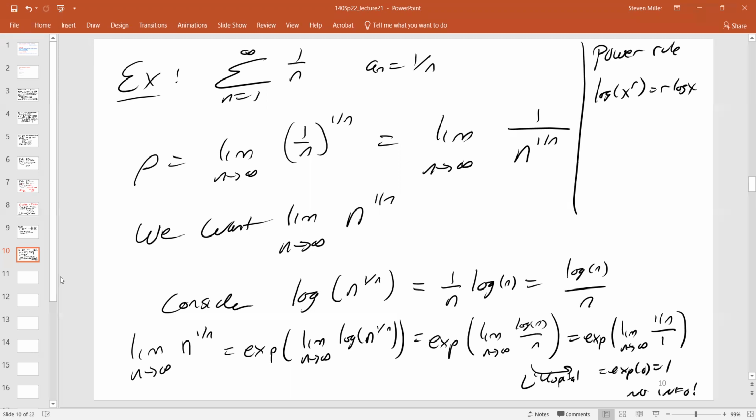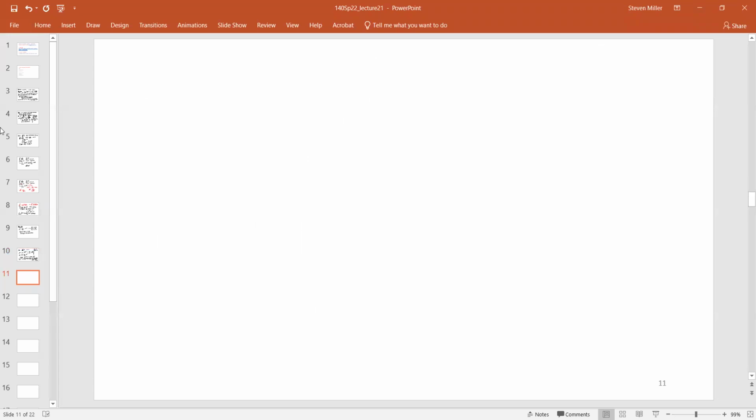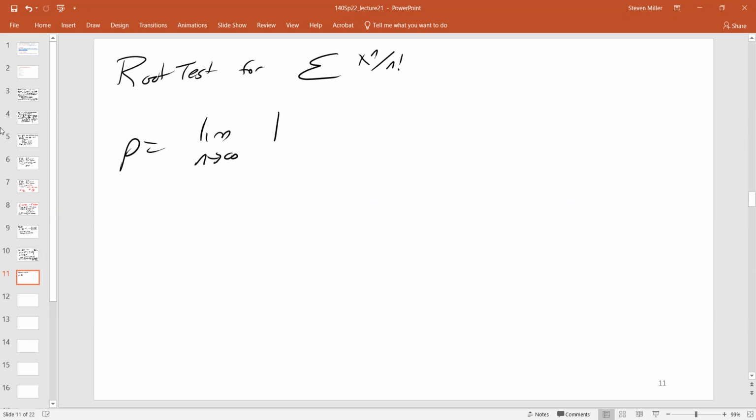Okay, so this is the root test. You could try to do this for other settings. We could try to do the root test for, say, the sum of x to the n over n factorial. So what would be the limit as n goes to infinity of the absolute value of x to the n over n factorial to the 1 over n? We would have the absolute value of x to the n to the 1 over n times 1 over n factorial to the 1 over n.